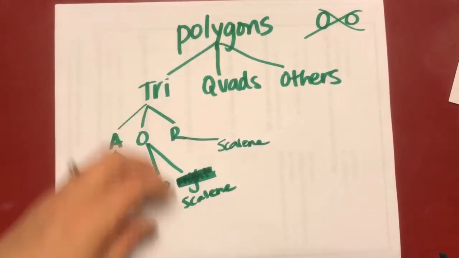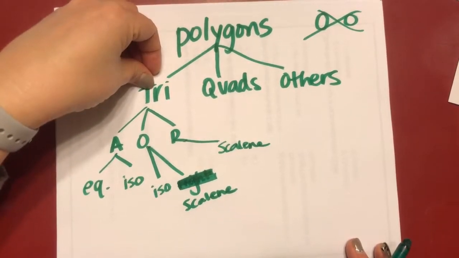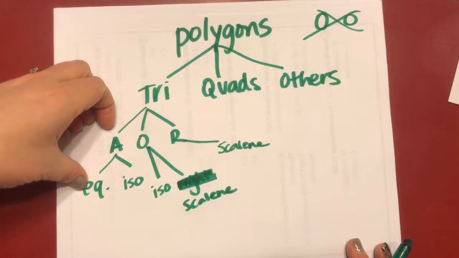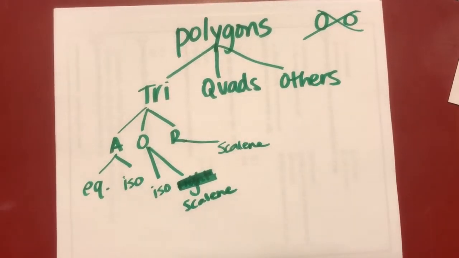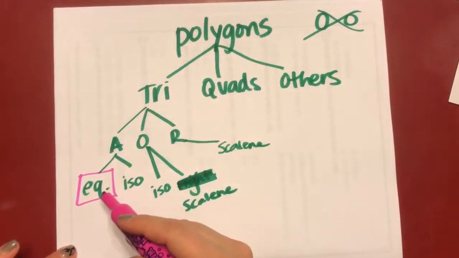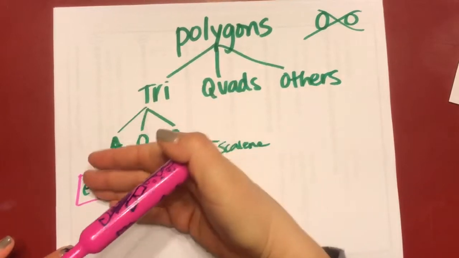So we kind of take a hierarchy. Here are some shapes. They're a polygon. Oh, it's a polygon, but it's also a triangle. It's a triangle, but it's also an acute triangle. It's an acute triangle, but it's also an equilateral triangle. So when we get down to here, these are like the most specific shapes. Because we can say it's this, it's this, it's this, it's this.